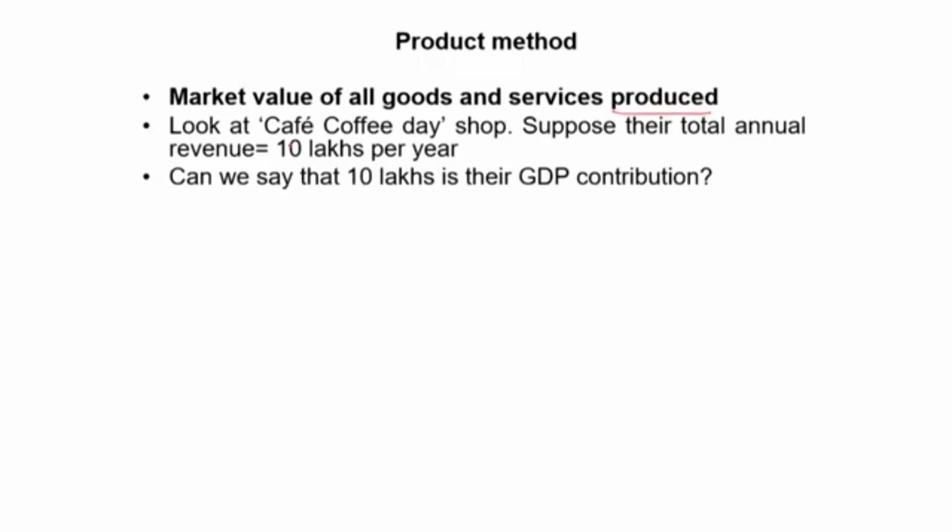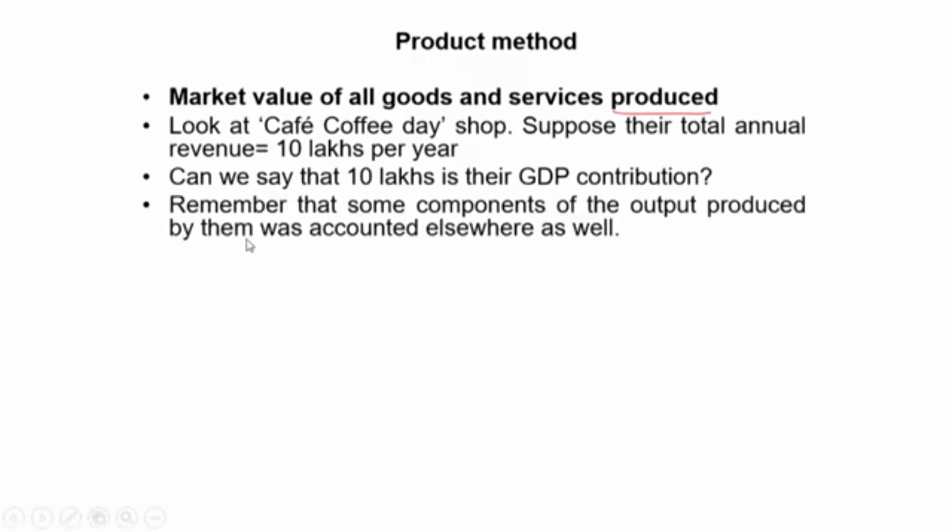So let's take, for example, a Coffee Day shop. Suppose their total annual revenue is 10 lakhs per year. Can we say that 10 lakh is their GDP contribution? I don't think so, because some components of the output produced by them were accounted elsewhere as well. For example, in coffee production you need coffee powder, milk, sugar, and electricity. Suppose sugar is already accounted for by the sugar factory, and milk is already accounted as a GDP contribution of the dairy firm.